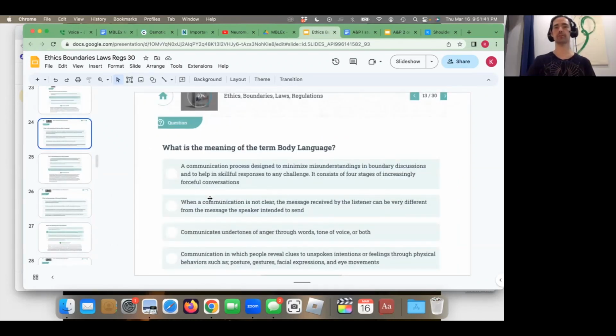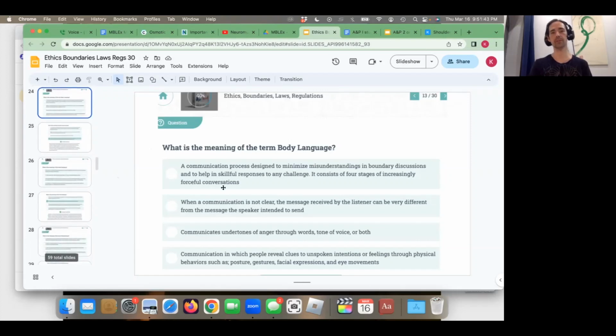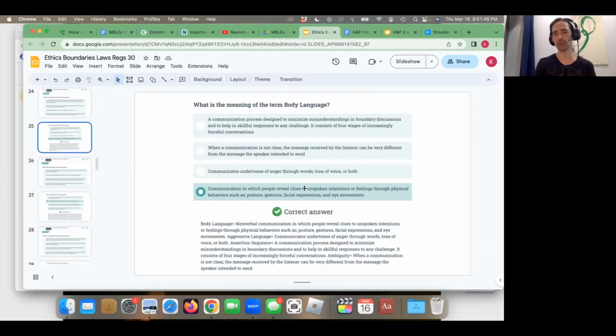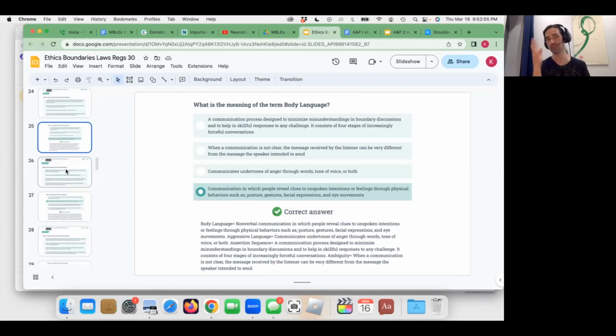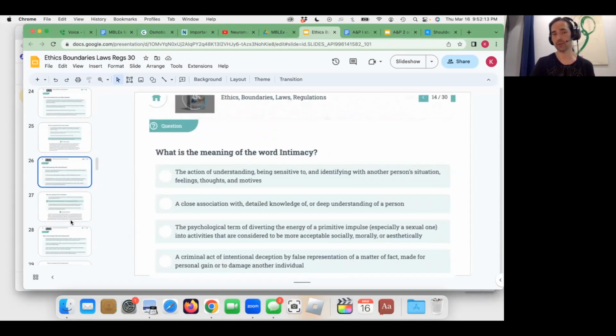What is the meaning of the term body language? That is communication in which people reveal clues to unspoken intentions or feelings through physical behaviors such as posture, gestures, facial expressions, and eye movements. The reason I'm just quickly going through questions like body language and sensuality is because I think they're too obvious to dissect, and it's 9:52. If you guys don't feel that way, if you want to go through them and get into the nitty gritty, you just let me know.